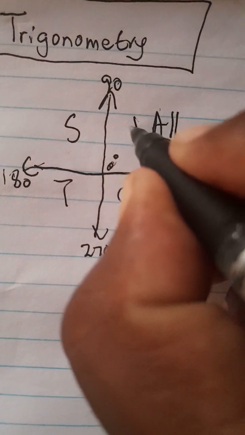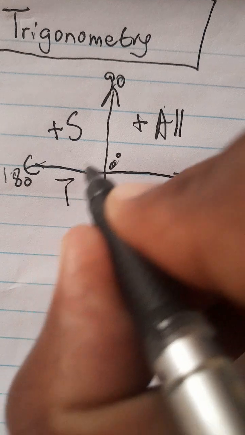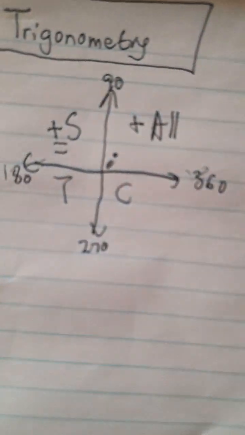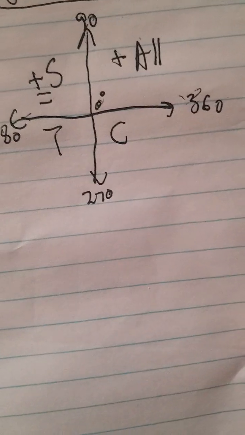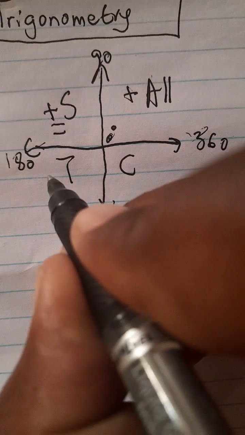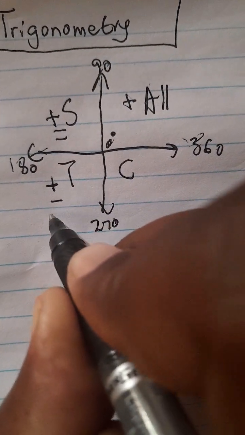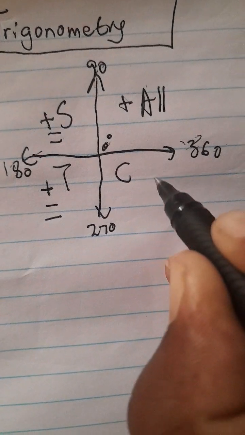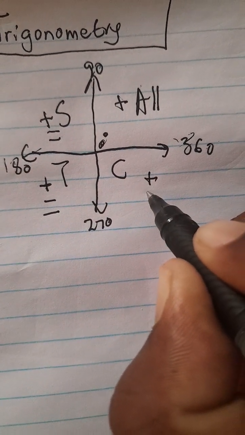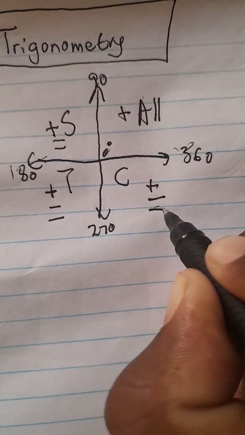And in the first quadrant, all trigonometric ratios are positive. In the second quadrant, sine is positive, but the other trigonometric ratios are negative, such as cos and tan. Then here, tan is positive, but the other trigonometric ratios are negative. Here, cos is positive, and the other trigonometric ratios are negative.